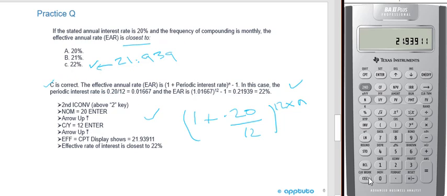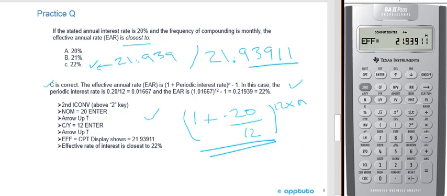Okay? Now the easier way to do it on the calculator using our interest rate conversion, we do second interest rate conversion. Nominal interest rate is 20. So we hit enter, arrow up, compounding periods per year is 12. So we hit enter, arrow up, and we hit compute for the effective rate, 21.93911. So it's giving us almost the same answer from the calculator, because I'm using 5 decimals on the calculator. So the answer is C. Some folks love the algebra, but I think it's easier to use the interest rate conversion functionality on the calculator.